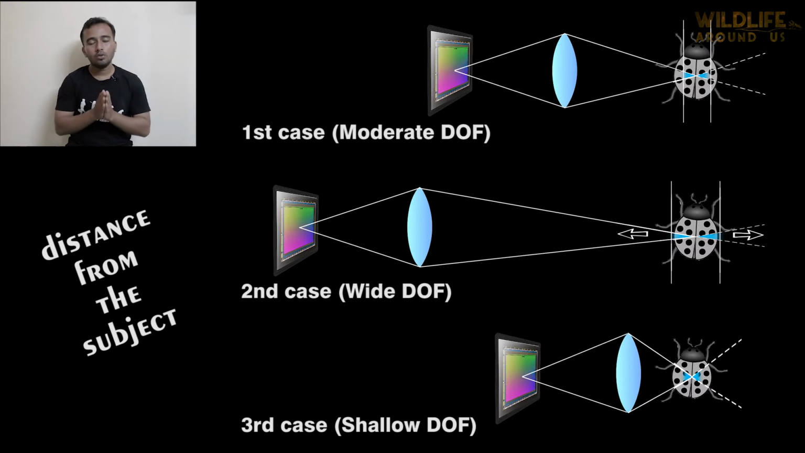In the third case, we are bringing the camera much closer to the subject. Now the light is spreading out much faster and hitting the lens. What is happening? The area in focus is squeezed in, or in other words, we are getting a shallow depth of field. So this is the first method, where the distance of the camera with respect to the subject determines the depth of field. If we move the camera further away from the subject, we get a deeper depth of field, and if we move the camera much closer to the subject, we get a shallower depth of field.